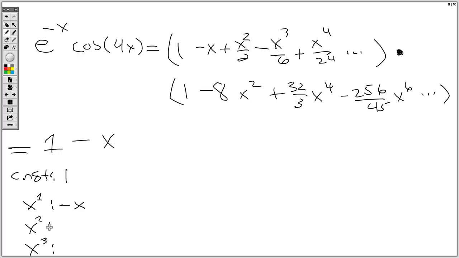Speaking of x squared, let's move to x squared. If I take 1 times anything over here, what's going to produce an x squared? Well, if I take 1 times this minus 8x squared, I'm going to get minus 8x squared that way. Moving on to this minus x. If I take minus x times these terms, am I going to get an x squared out? Well, I'd get an x, and then I would get an x cubed, x to the fifth, etc. So I'm not going to produce any x squared terms from this guy.